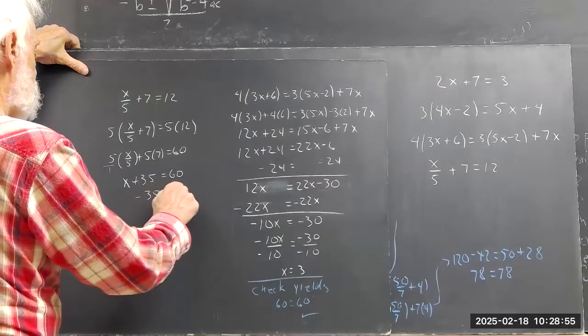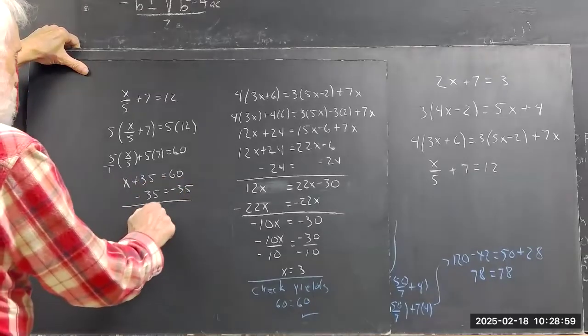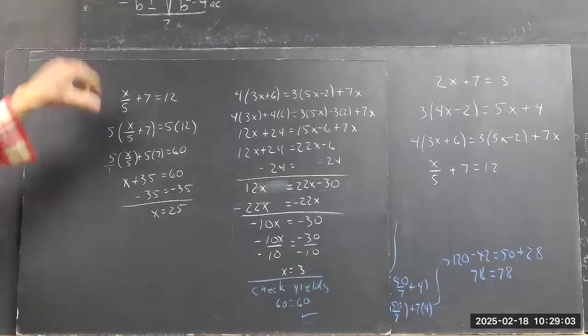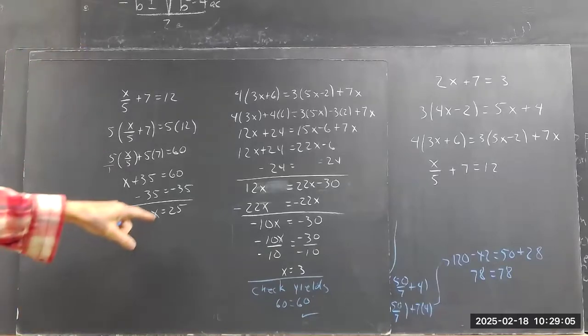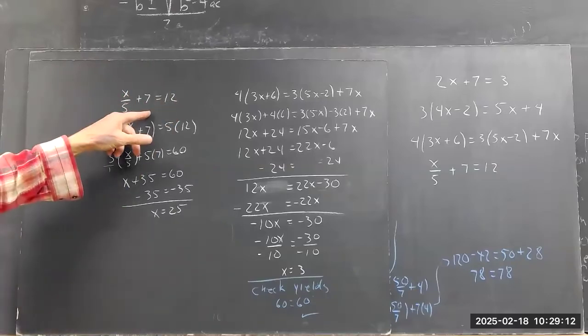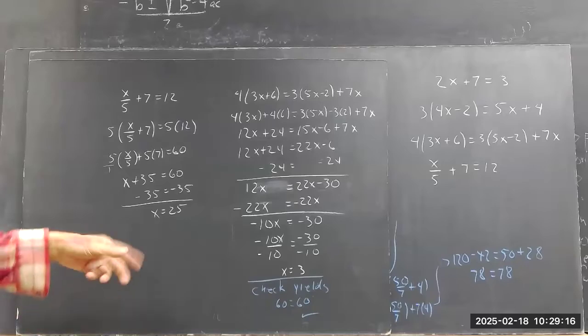Subtract 35 from both sides, or add negative 35 to the equation. Negative 35 equals negative 35, and you get x equals 4. Okay. And that you can check. So you can really see that one.